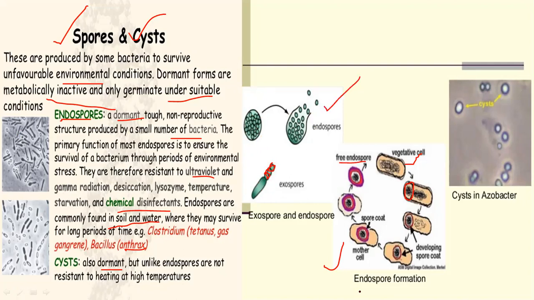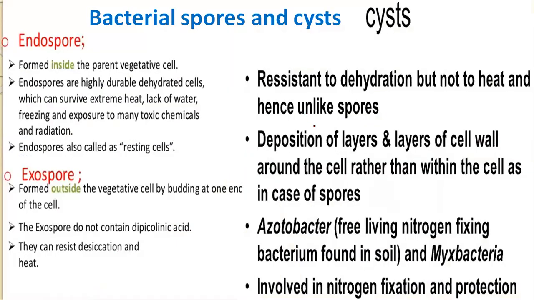Now there is the cyst formation. In cyst formation, we can see here outside the cell wall there is a cyst of Azotobacter. The cyst is the deposition of layers and layers of cell wall around the cell, rather than within the cell as in the case of spores. In endospore formation, the cell wall gathers around the DNA inside the cytoplasm, but in cyst formation the cell wall gathers outside the cell in lots of layers, and the cytoplasm decreases.